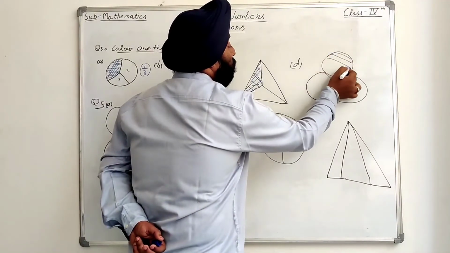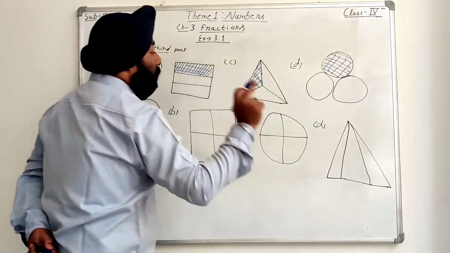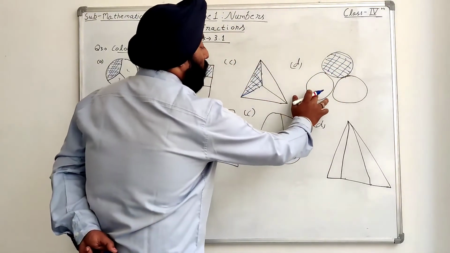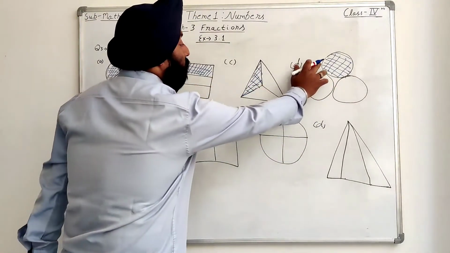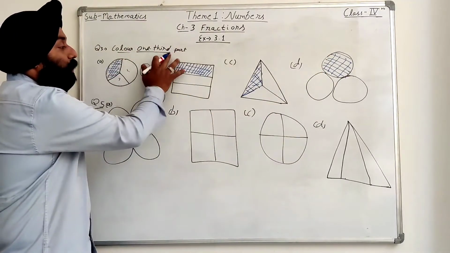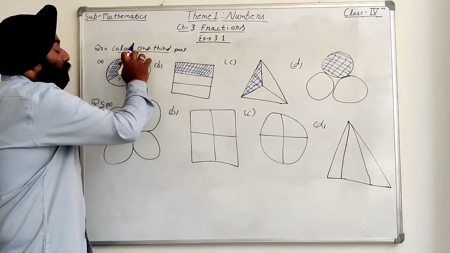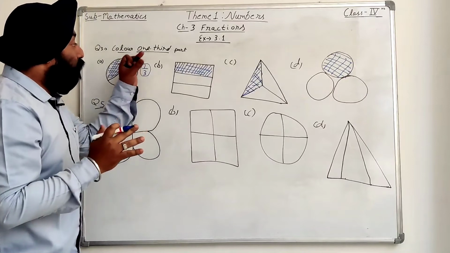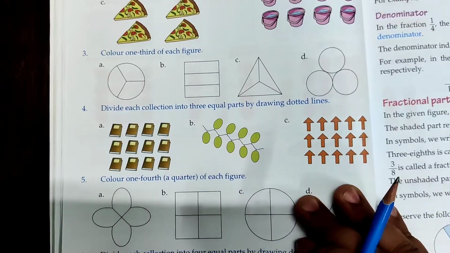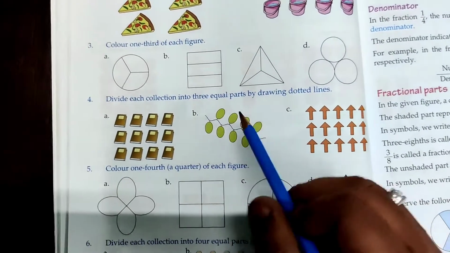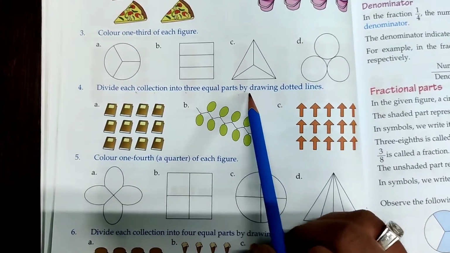Now D part. Color it. Only one part you have to color out of three. One part out of three. We have to color one third part. So this is what we have to do. If three parts are given and the question says you have to color one third part, then you color one part out of three.